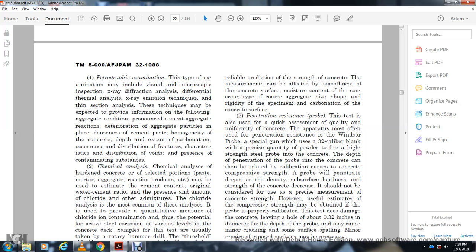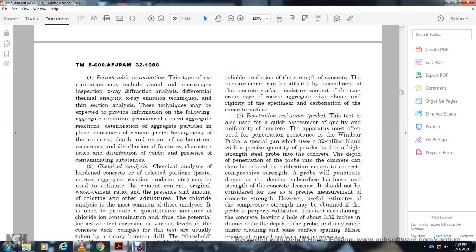They also use it for quick assessment of the quality and uniformity of the concrete. The apparatus is the Windsor probe penetration resistance test, which uses a 32 caliber blank with a precise quantity of powder to fire a high strength steel probe into the concrete. The depth of penetration of the probe into the concrete can then be related to the calibration curve of the concrete compressive strength. A probe will penetrate deeper in lower density subsurface; the harder the concrete, the greater the strength. This should not be considered a precise measurement of the concrete strength.